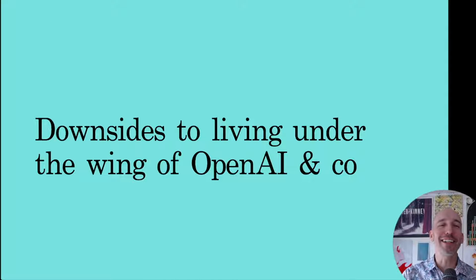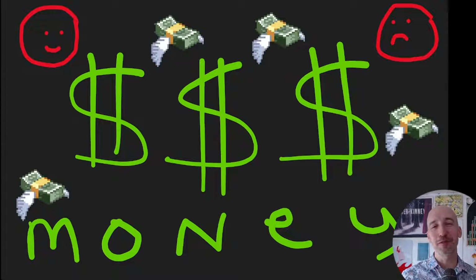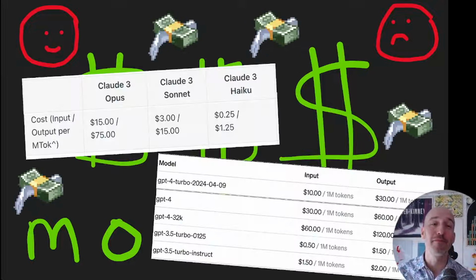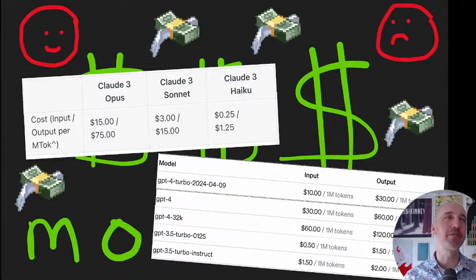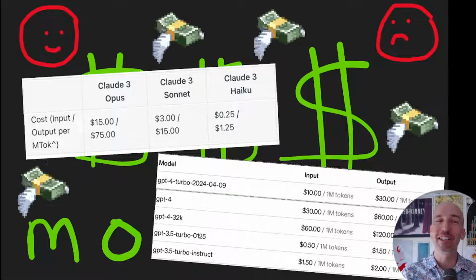Okay, so downsides to living under the wing of OpenAI and Co. We are now moving on to, if you are here for new stuff, here is new stuff, even though I've probably talked about all of these pieces, especially in the downsides of using LLMs and generative AI. So number one, it costs money. Sending stuff to OpenAI and getting stuff back from OpenAI is not free. I think a lot of people are very concerned with the cost, but it doesn't really cost that much in the grand scheme of things.